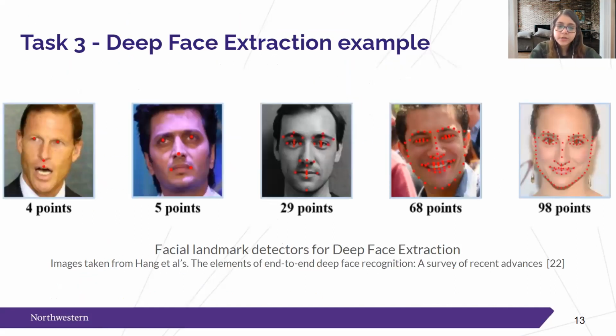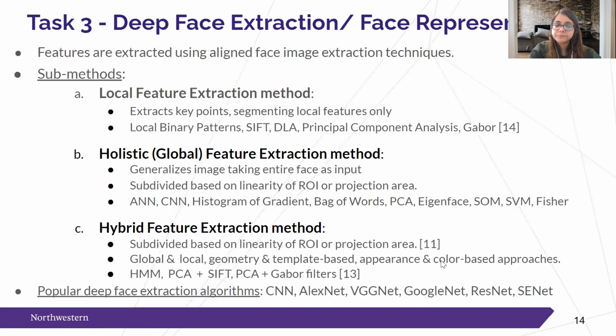The next step is deep face extraction. Facial landmark detectors are used to extract the features of the face. And there are three sub methods here: local methods, global methods, and hybrid methods that employ both. Local methods extract the local features, like local binary patterns, and SIFT use these. They focus on only the key features of the face, like the eyes and the mouth, and they extract information about those features. Whereas global methods, like holistic methods, take the entire face image as the input, and ANN, CNN, neural networks, or histogram of gradient or bag of words use this. And hybrid methods combine both the local methods and the global methods.